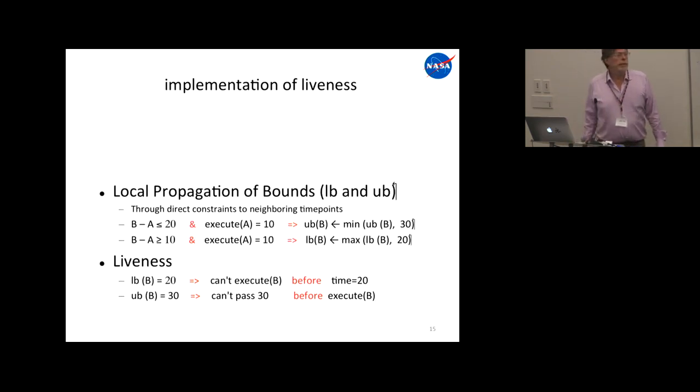Okay. So in order to implement the liveness property, you do something called local propagation of bounds, lower bound and upper bound. It should be pretty intuitive. Basically, the propagation goes through the direct constraints to neighboring time points. Neighboring time points are, if you've executed something, every time point that has an outgoing edge to it from it. Okay?